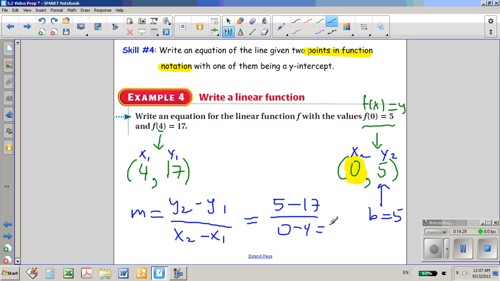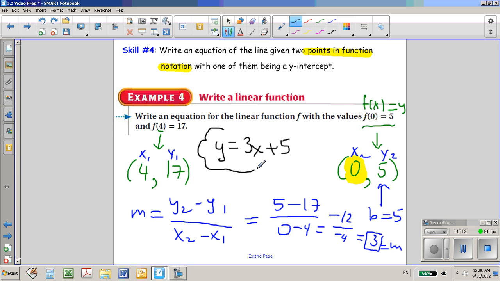So 5 minus 17 gives me negative 12. And 0 minus 4 gives me negative 4. We're not going to leave our answer like that because negative 12 divided by negative 4 is actually positive 3. And then we're done. So this is our slope. So we have an m, our slope, and we have the y-intercept. So then all you have to do, and I apologize for the little clutter here, is put it together and we have our answer. So y is equal to 3x plus 5, and that's it.